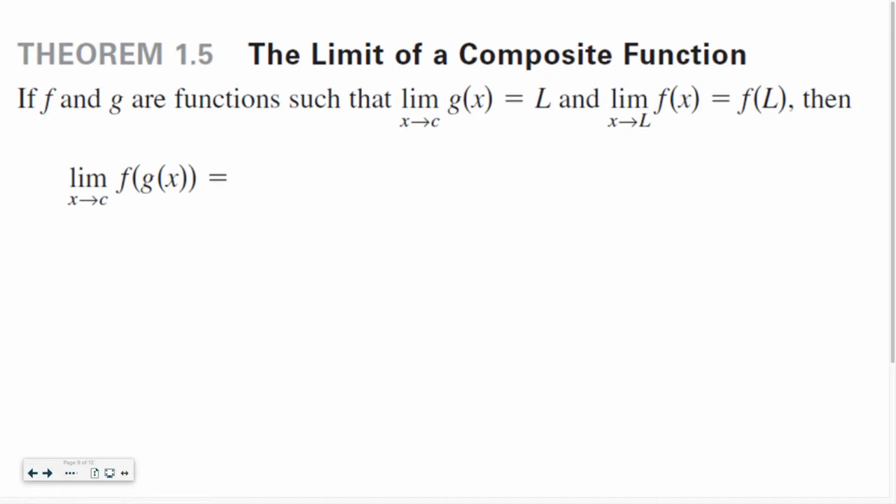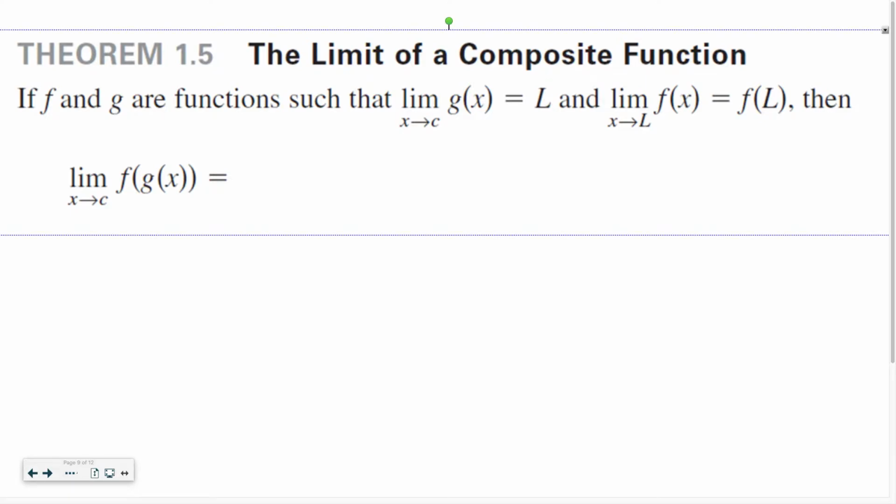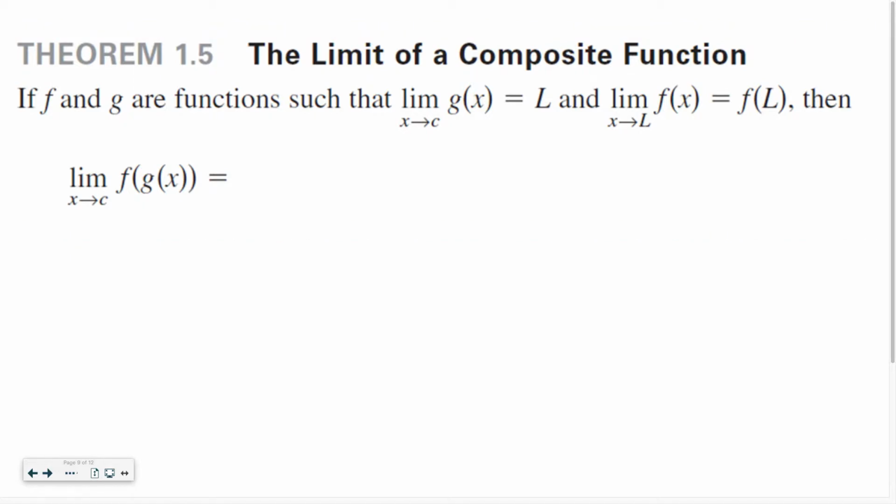So let's just not write anything down quite yet. Okay? F and G are functions. We can calculate the limit as x approaches c, and we can calculate the limit as x approaches L. Okay? Let's write this down. So write down the limit as x approaches c of f of g of x. Write that down for me. Okay. Will someone remind me how to do a composition? What do we do?